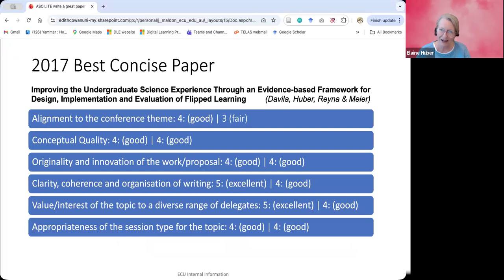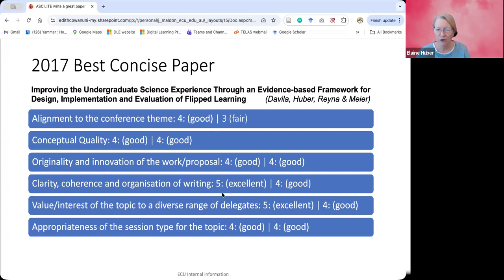It is a little bit old now, sorry, which was another one of mine with colleagues at UTS at the time. This was science-based, so in the Faculty of Science, we were developing a framework to help people design, implement and evaluate the whole flipped blended learning approach. And again, I've put in the feedback that we got from the two reviewers at the time.